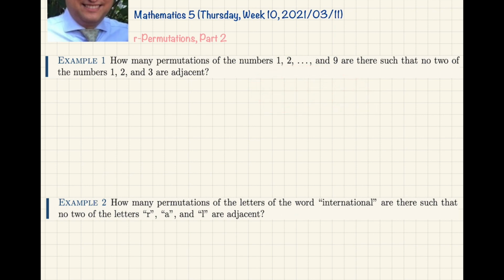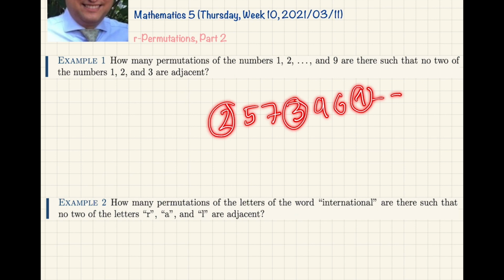But for example, on the other hand, if I have 2 here, 5 and 7 here, 3 here, 9 and 6 here, and then 1 here, that is acceptable, of course, until I have to complete all of it. I need to use 9 of them. But you see, this is good because 1, 3 and 2 are appearing here, and none of them are adjacent actually. So I want to start counting all these possibilities.